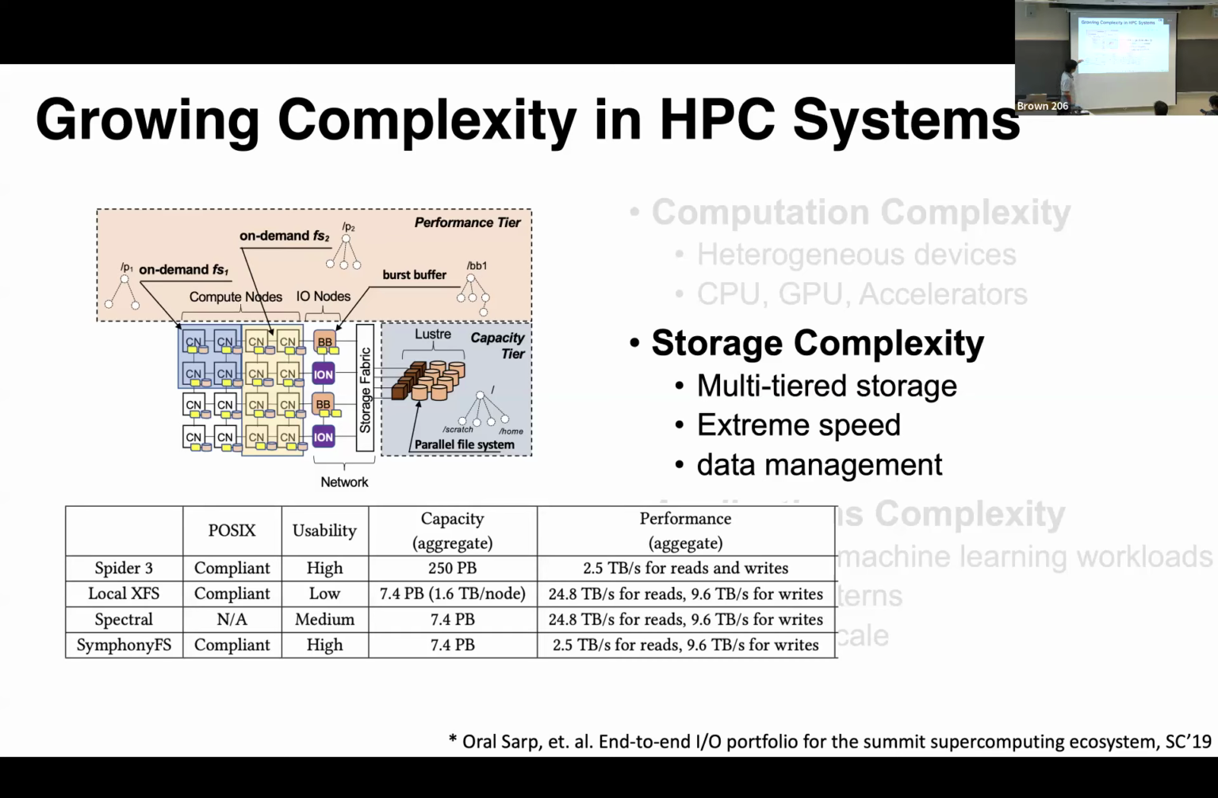And those different layers have quite different ways to access them. They work with different interfaces. They have different usabilities. They have different capacities and also performance. You can see the performance ranges from 2.5 terabytes per second to something like 20 terabytes per second. So the storage system is also getting so complicated that people have to deal with that today.